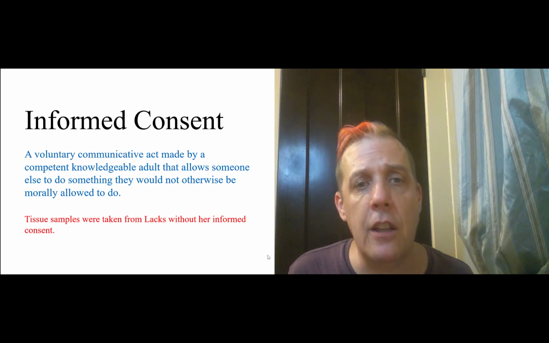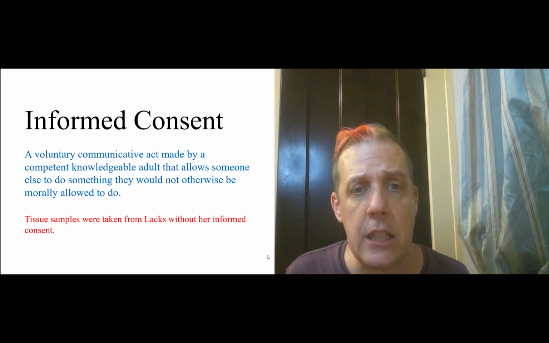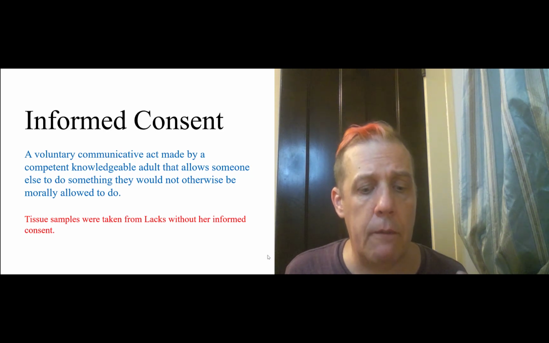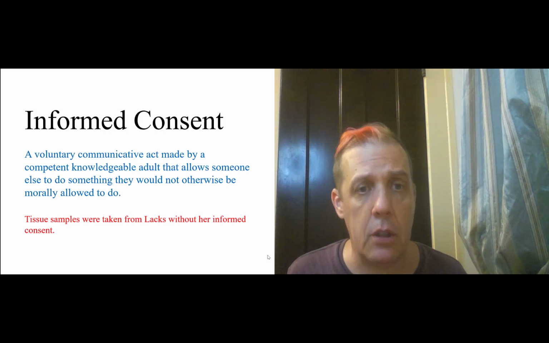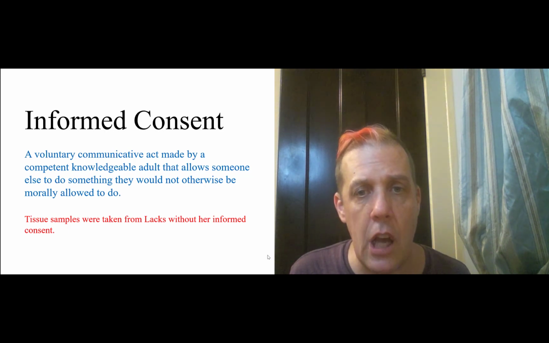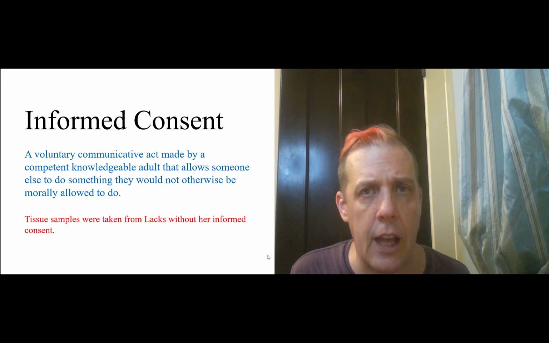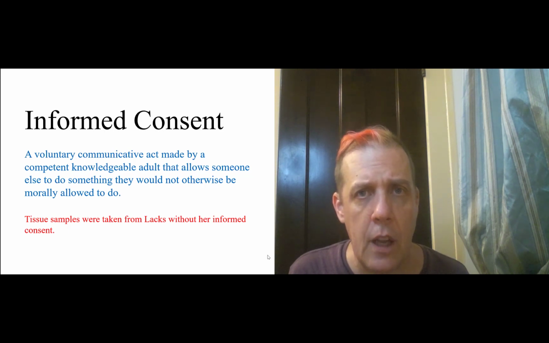Informed consent is a voluntary, communicative act. Consent is fundamentally a form of communication, something you do with words. Maybe not English words, but somehow communication has to take place, and it's made by a competent, knowledgeable adult that allows someone to do something else that they would not otherwise be morally allowed to do. I think this is an important point.